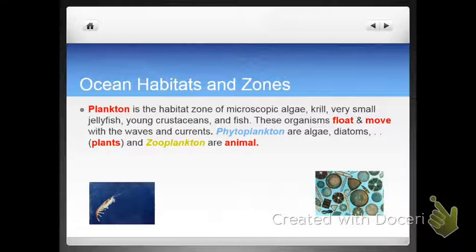Phytoplankton make up the base of the majority of the ocean food chain, and that would include your algae and then your diatoms, and they're pictured in the lower right corner of the slide. And then zooplankton make up a lot of your first level consumers, and they would be your small jellyfish, your krill, your young crustaceans, and your minnows.